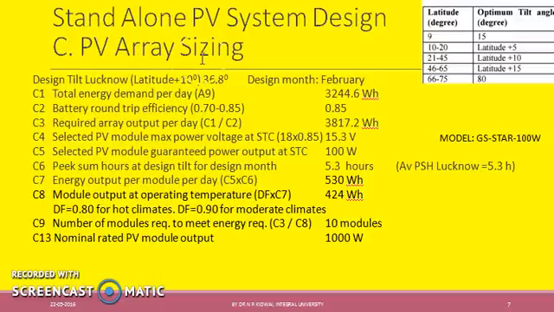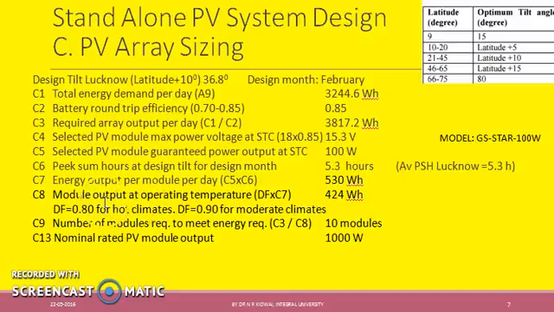The third step is PV array sizing. For the total energy demand of 3244.6 watt hour, correcting with round trip efficiency of 0.85 gives the required array output as 3817.2 watt hour. By selecting a module of 100 watt and assuming the peak sun hour to be 5.3 hours, the energy output per module is 530 watt hour.